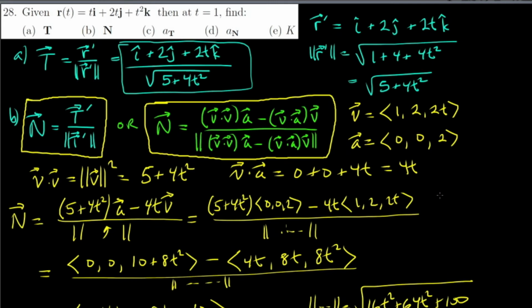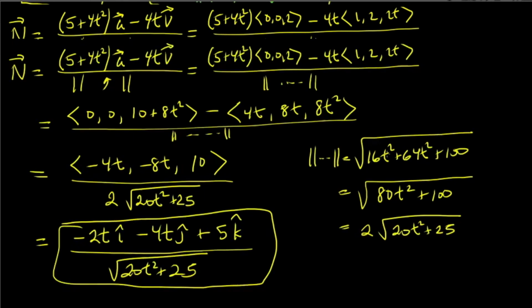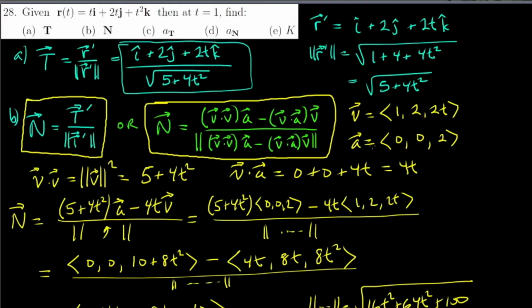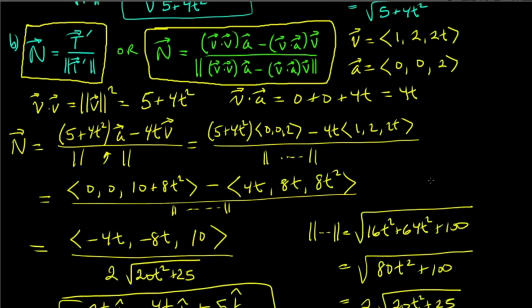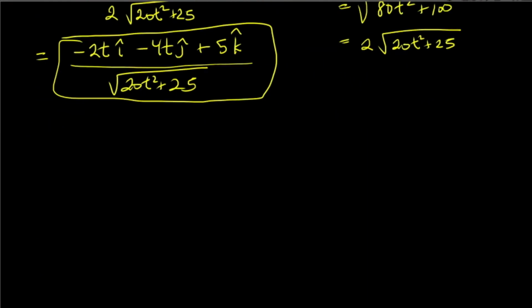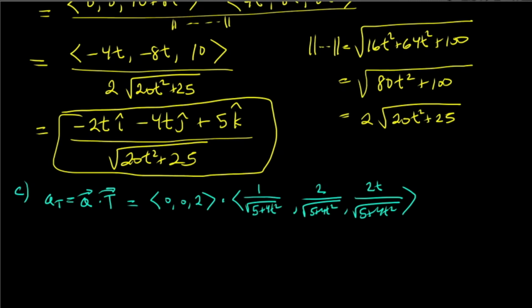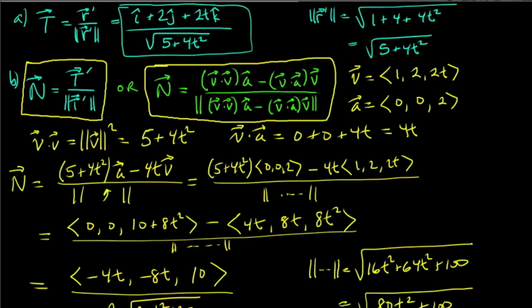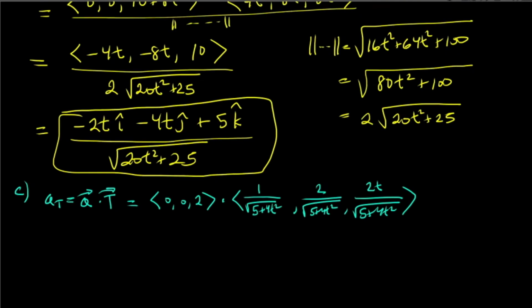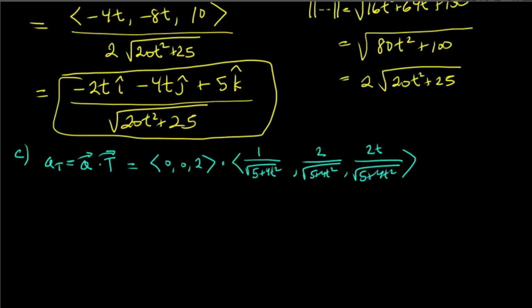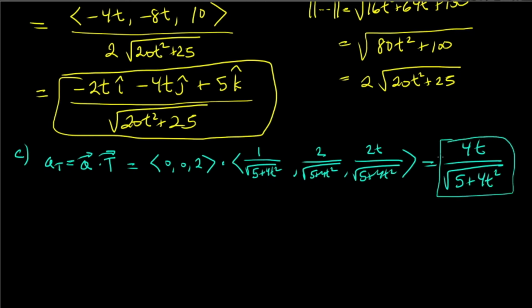All right. And then the tangential and normal accelerations. I think that's pretty routine here, right? Oh, but let's do it. The tangential acceleration is just a dot T. So I had to go back up here for T, and then the dot product of a. Remember, a is just 0, 0, 2. So this is just going to be 4t divided by the square root of 5 plus 4t squared. Remember, it's a scalar, right?